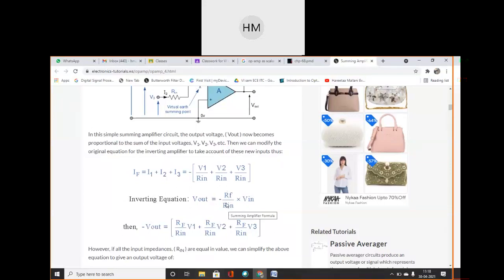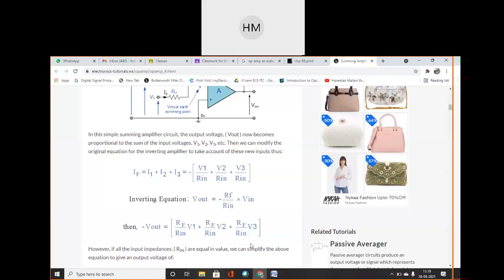Okay. So what I will do here, IF is equal to this equation. And V in, I will put this value over here, RF upon Rin into V1, because V out is equal to minus RF upon Rin into V in. What is V in for me? V1 plus V2 plus V3. So V in is equal to V1 plus V2 plus V3.